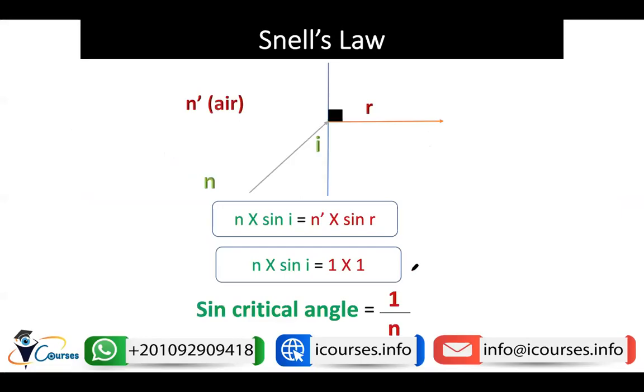The critical angle will be determined by the refractive indices of the more dense and less dense medium. This is according to Snell's law. Snell's law states that the refractive index multiplied by the sine of the angle of incidence will be equal to the refractive index of the second medium multiplied by the sine of the angle of refraction. So if one of the media is air, then the sine of the critical angle will be equal to 1 divided by the refractive index of the more dense medium.